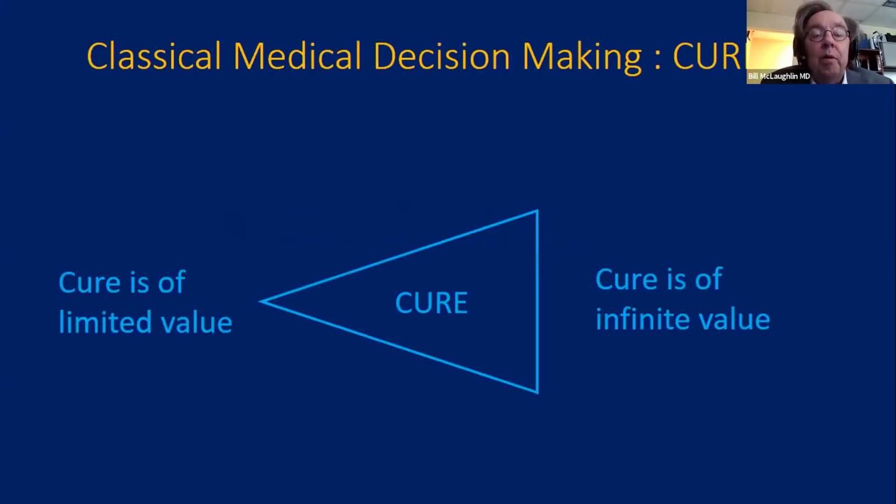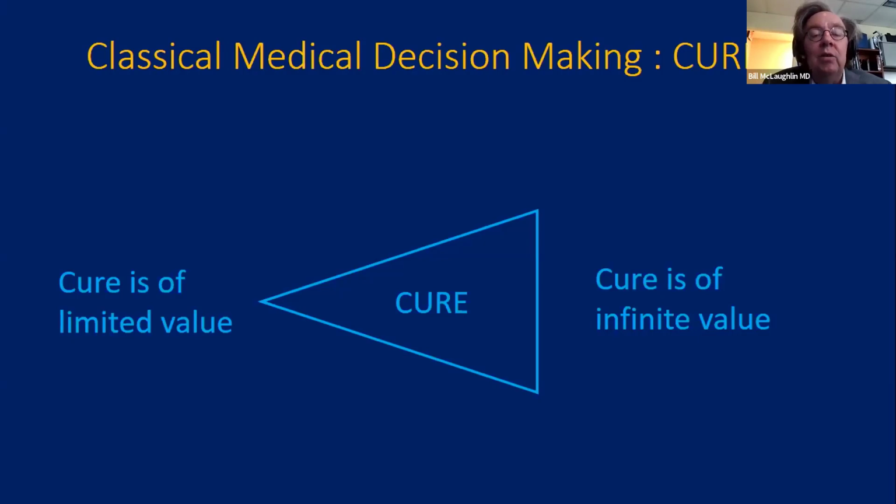This is classical medical decision making. So this is a triangle, and to the left is a small end of the triangle. Cure is of limited value, and to the right, cure is of infinite value. So this should look familiar, right? Prostate cancer to the left is low risk cancer. You might not even treat it. So you have sleepless nights for 2 weeks, and then the doctor tells you this is a cancer that will never live up to the word cancer. Go home and watch it.